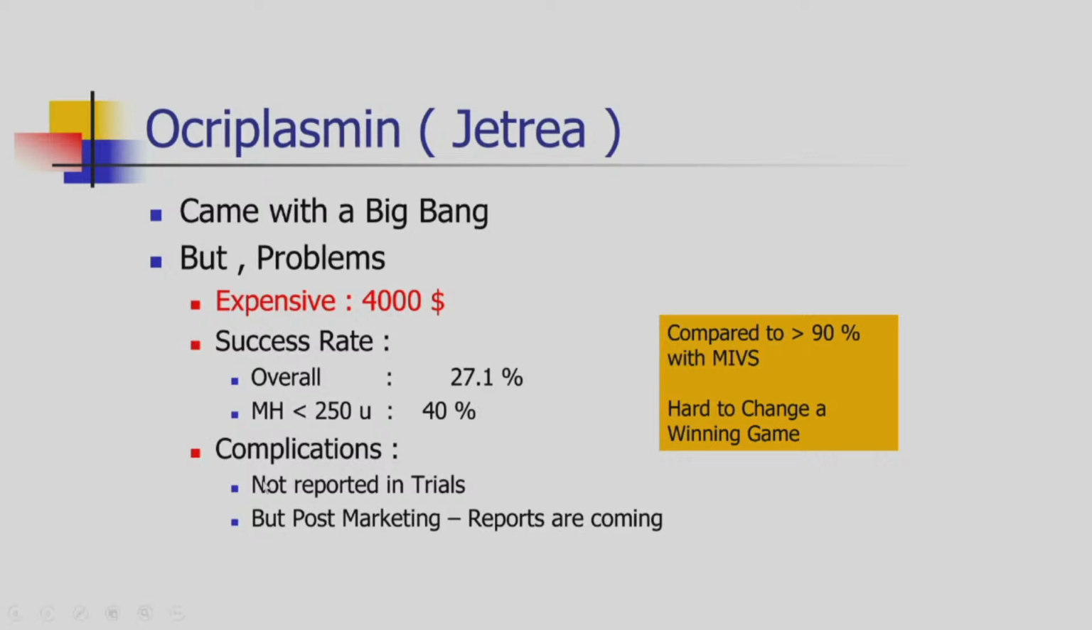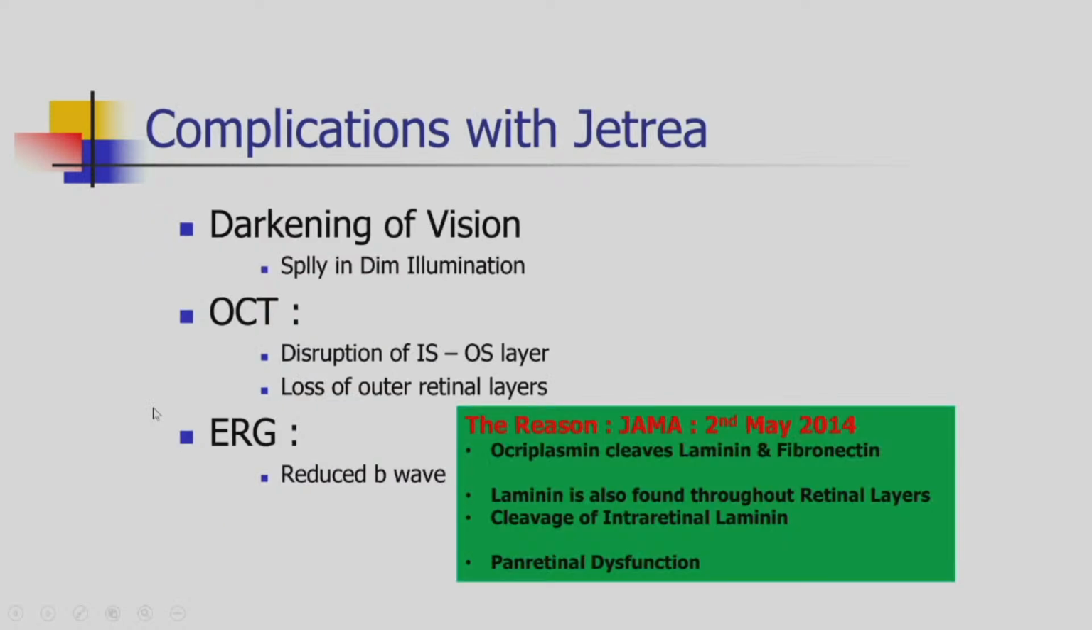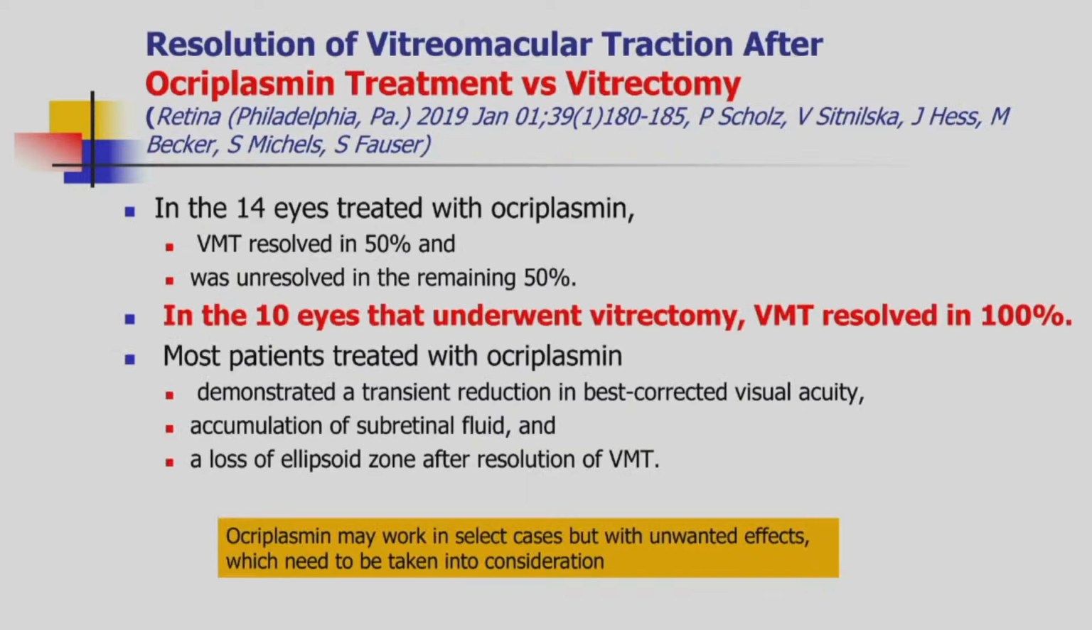And there were complications which were not reported in the MIVI-TRUST trials; post-marketing, you had issues like darkening of vision, disruption of the ISOS layers, and ERG reduced wave. And the reason all these complications occur is because ocriplasmin is not specific for any place. It cleaves the laminin and fibronectin all across the retina. It's a pan-retinal dysfunction, and therefore there are issues on ERG and OCTA. And this was another study which compared ocriplasmin versus vitrectomy, and notice wherever vitrectomy was done, the result was nearly 100%, and wherever this was treated with ocriplasmin, VMT resolution was dismal, around 50%.